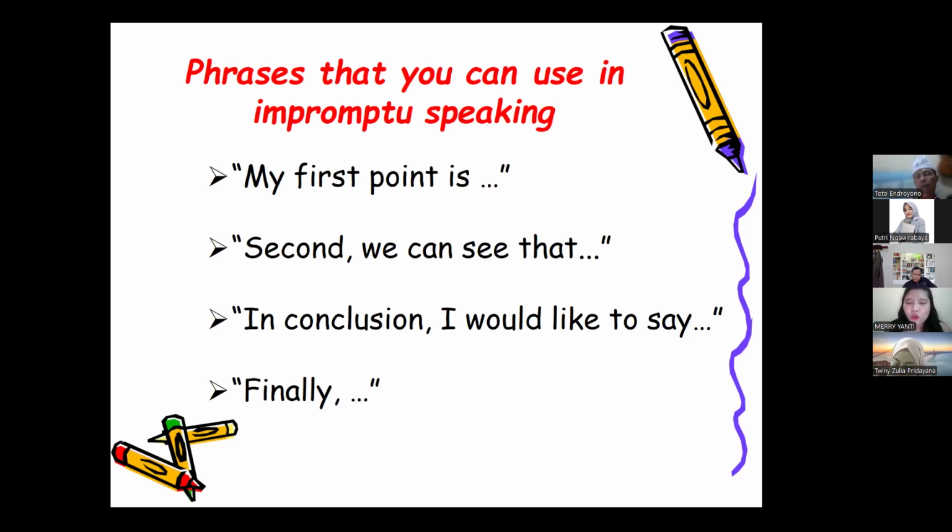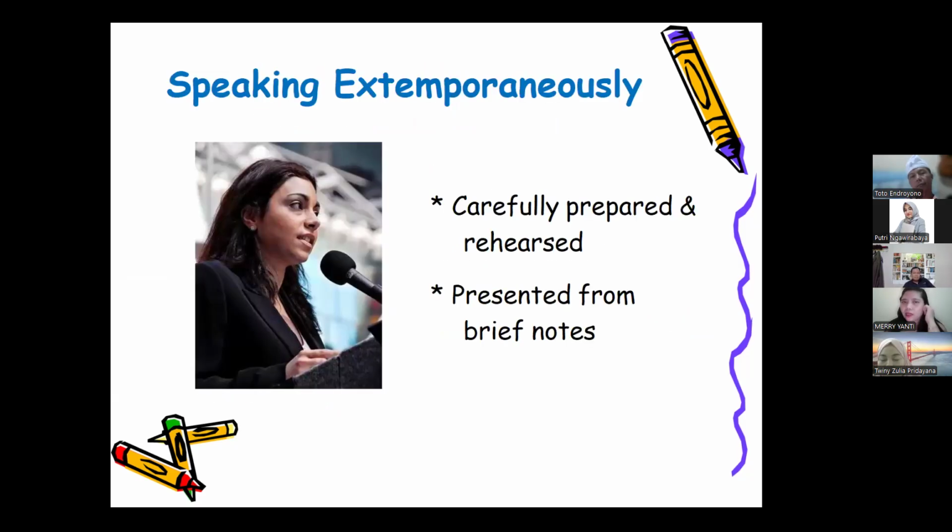Next slide. This is a process: the first point, the second point, and then the conclusion. We can use this for impromptu speaking, or in Bahasa, impromptu is mendadak.